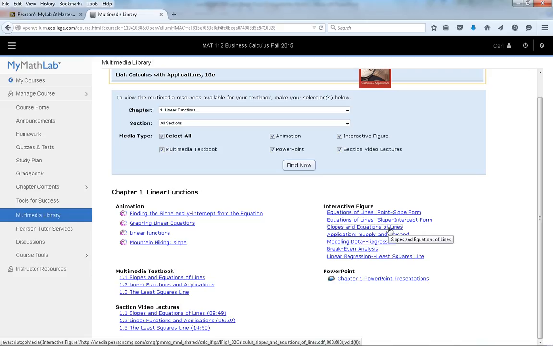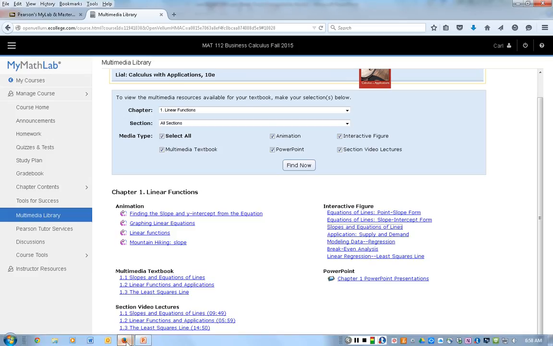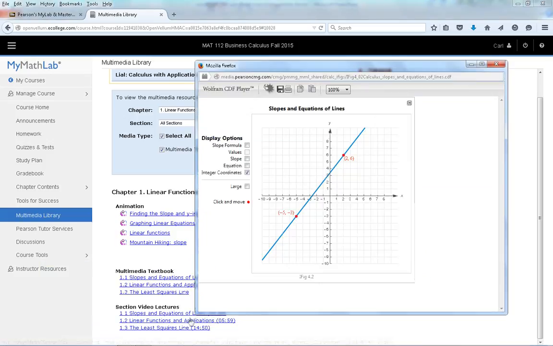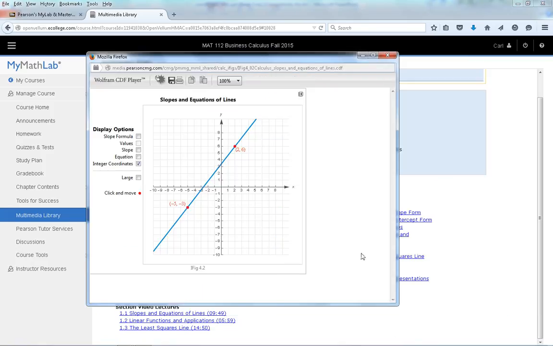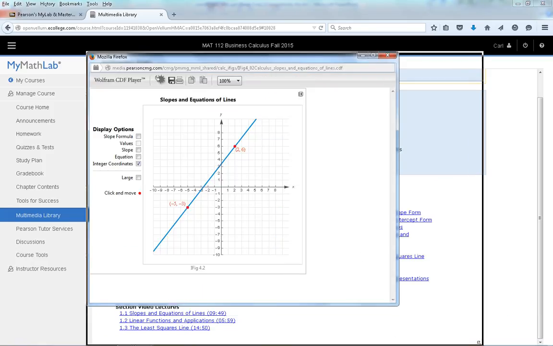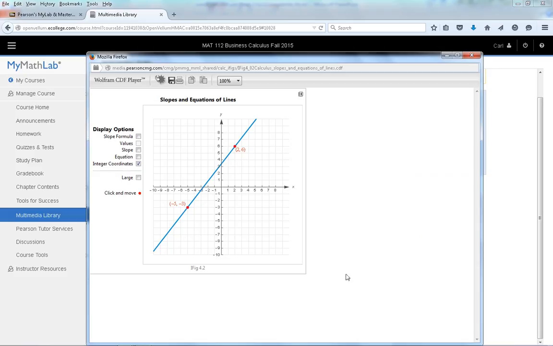Now I'll talk a little bit about using these figures. These are in something called a CDF format, and you can go to Wolfram Alpha or Wolfram.com or search Wolfram CDF, and there's a player that you can download that allows you to interact with these figures. So it's sort of an interactive image where you can change components. For example, you can click points and move them, and we'll get into that shortly.